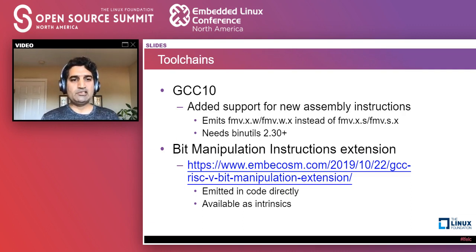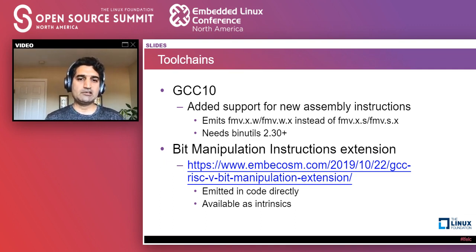So moving over to toolchains, GCC 10 was released a few months ago, and upstream support for GCC has been there for a few years now for RISC-V. But in GCC 10, we find there is support for these new assembly instructions. They have a dependency on newer binutils and the bitmanip extension. That's very interesting. They are also supported in GCC 10.